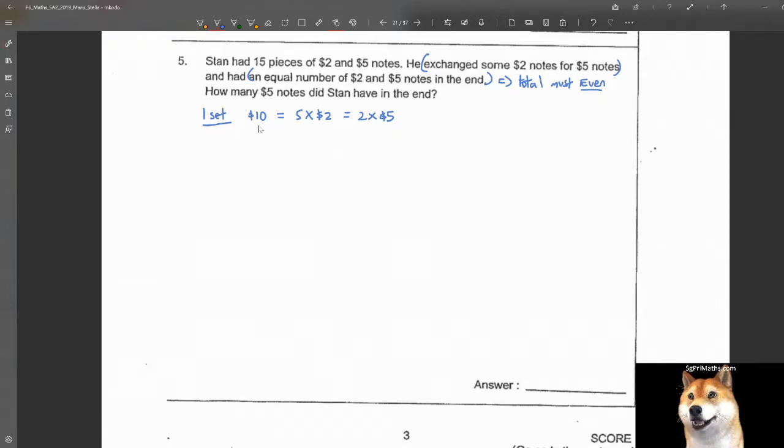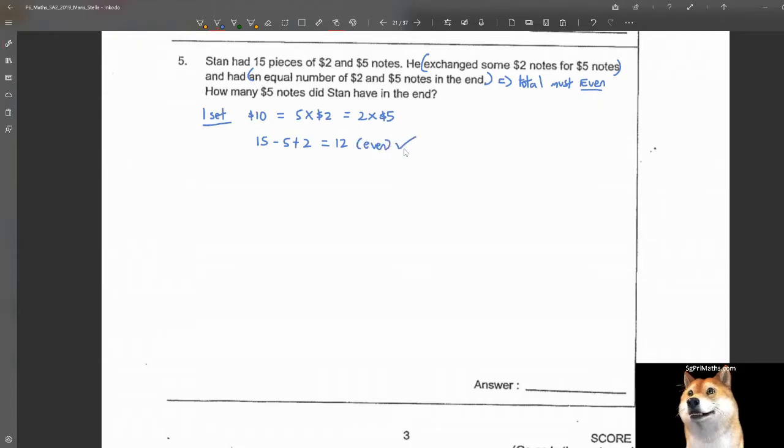Okay, so when we look at one set, let's say 15 pieces, and Stan exchanges one set, which means he will take away 5 pieces of $2 and add 2 pieces of $5. This will give us 12. So it's even.